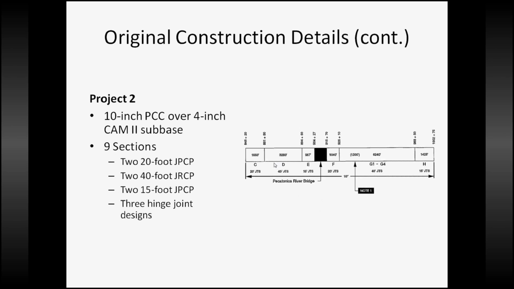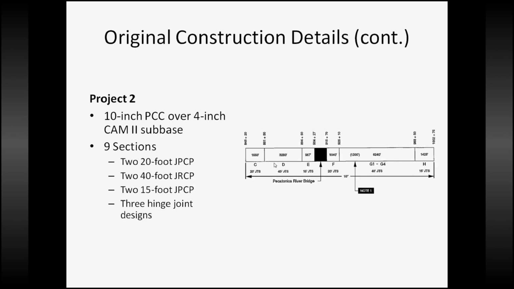Project 2 was adjacent to Project 1. It was also on US 20, just northeast of Freeport. It was 2.8 miles of 10-inch PCC over 4 inches of CAM 2 subbase. CAM 2 subbase is a cement aggregate mixture that contains a minimum of 200 pounds of cement per cubic yard of material. So basically, it's a stabilized subbase.